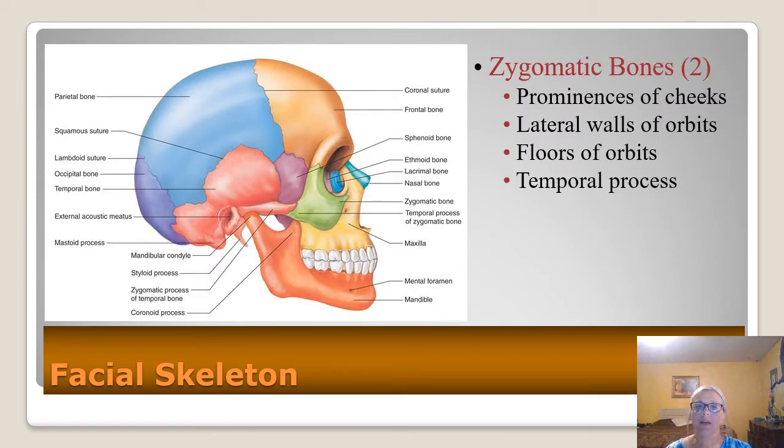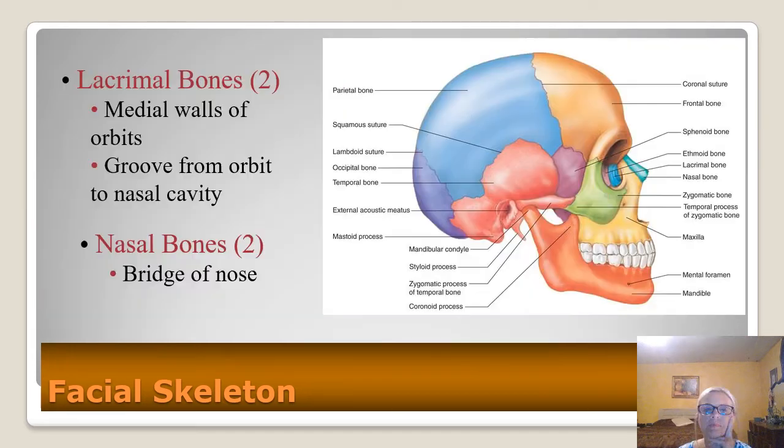Next are the zygomatic bones, and this is typically what we think of when we think of cheeks. So it's just the prominence of the cheeks, and this is where the cheekbones stick out. They're prominent. It does help form the lateral walls of orbits, the floor of the orbits, and the temporal process of the zygomatic bone. Okay, and that's right here where these two bones meet. So zygomatic process in red, temporal process on the zygomatic bone. Seems a little backwards, but that's what it is.